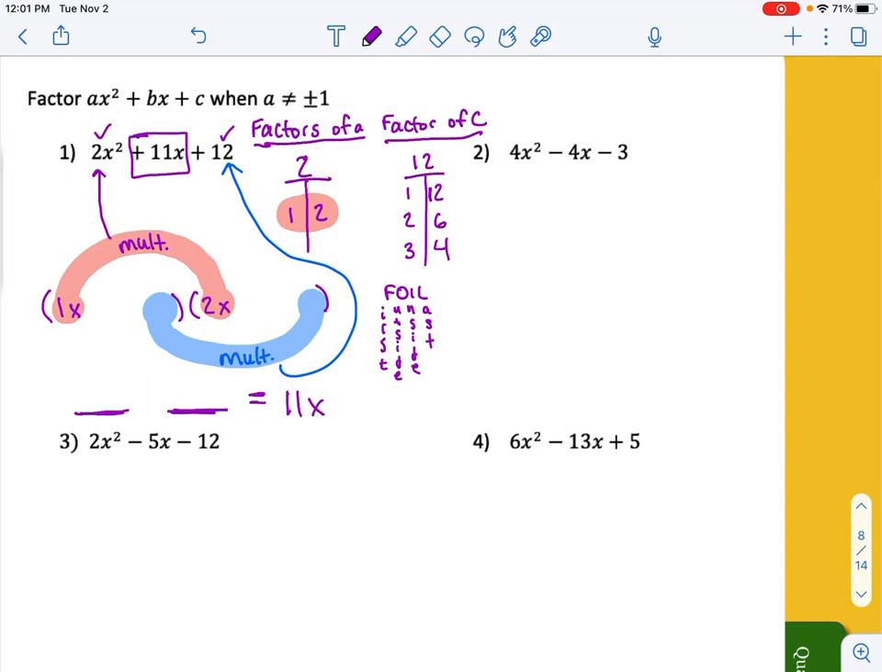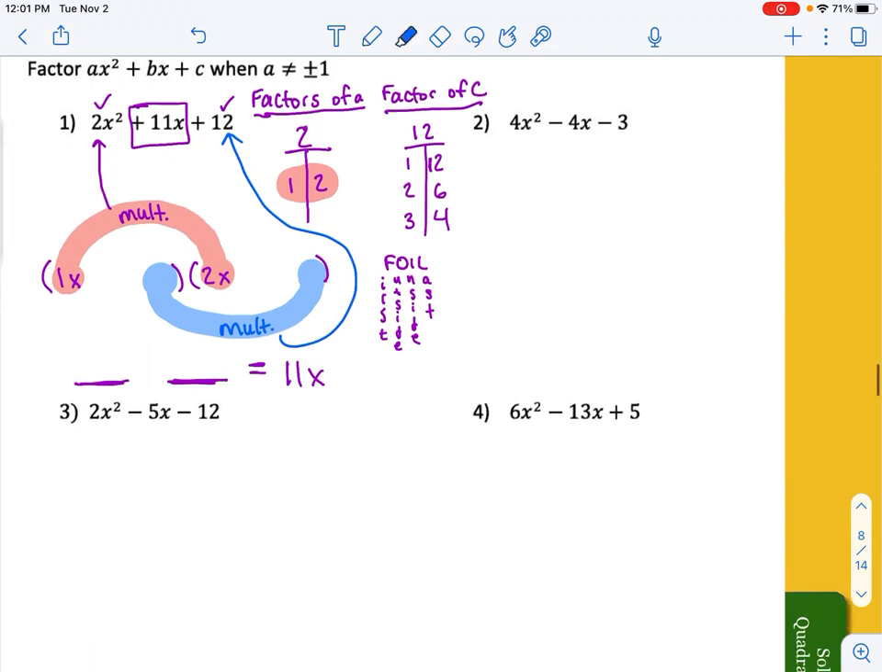Here's where the plugging in and checking comes in. So you can start at the top and then work your way down. A lot of this you can actually do in your head. I'm going to plug it in right now just to give you an idea. So if I start with this first one, we're going to try this. We have a 1 and a 12 that we plug in.